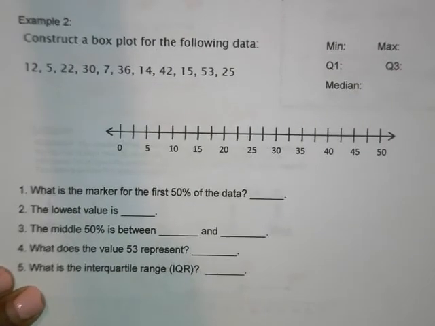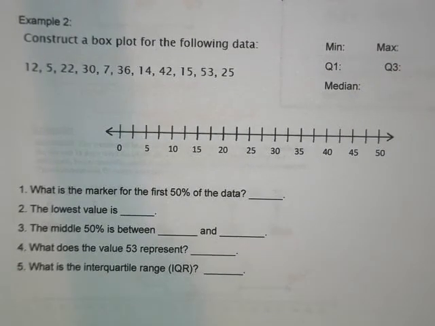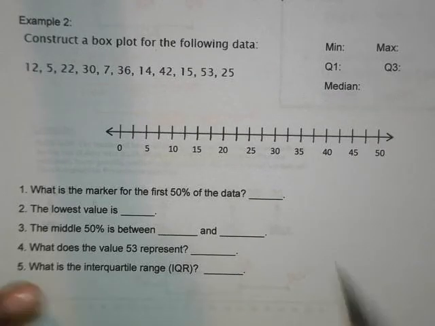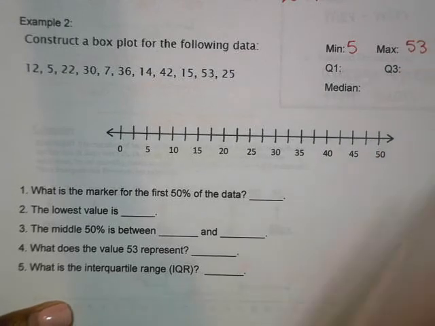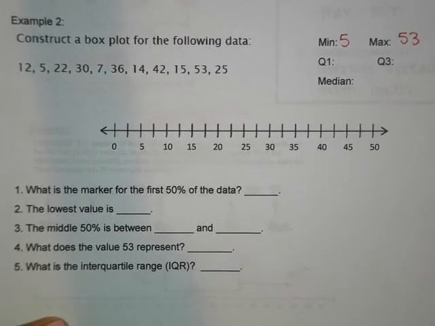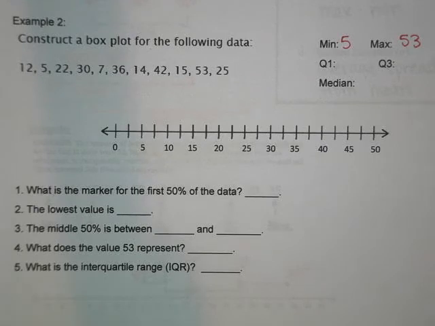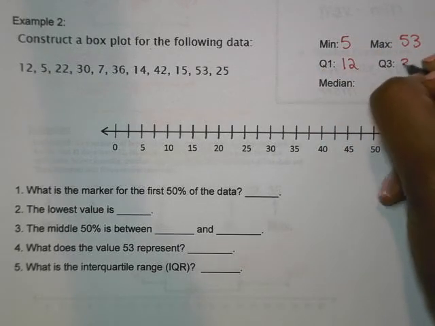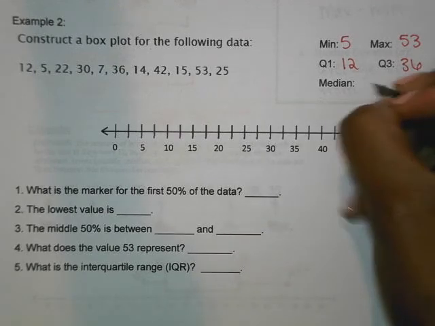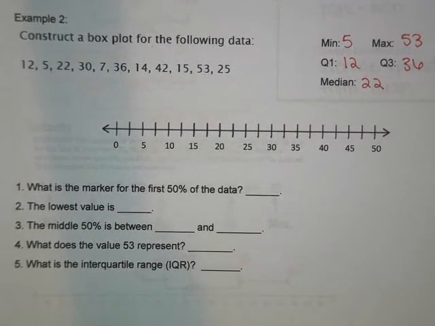All right, so we're going to fill in what we know. My minimum is 5. My max was 53. We could do that without Desmos, but it doesn't hurt to confirm. My first quartile was 12. My third quartile was 36. And my median was 22.